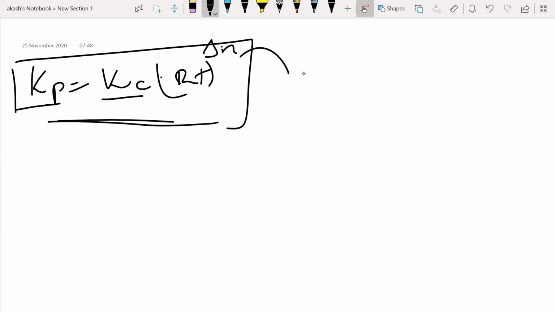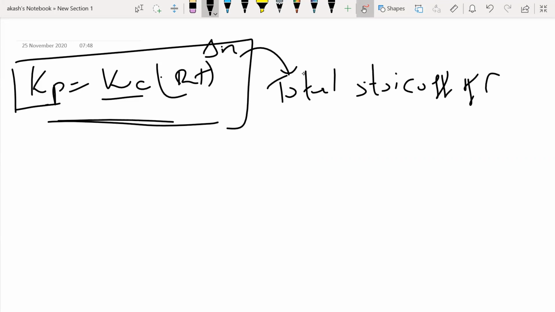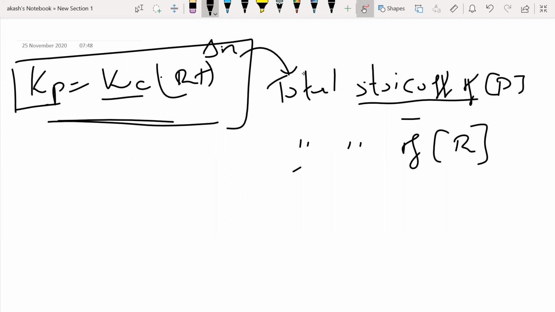Where delta N is equal to total stoichiometric coefficients of products minus total stoichiometric coefficients of reactants. That's what I said. C plus D was the total stoichiometric coefficient of products, and A plus B was the total stoichiometric coefficient of reactants. So this is a beautiful equation. Now whenever you have Kc or Kp, you will be able to find the other one.